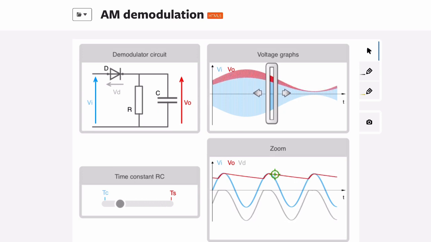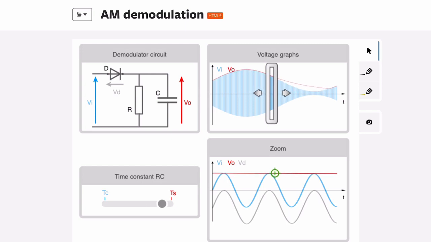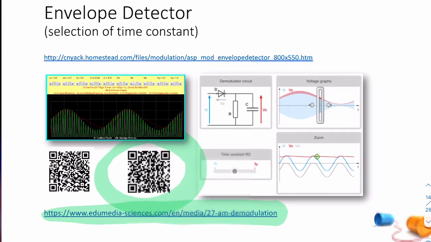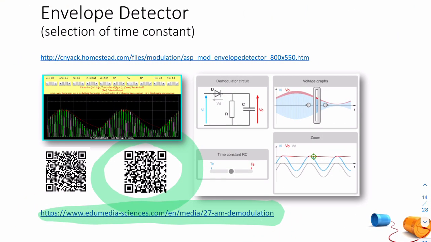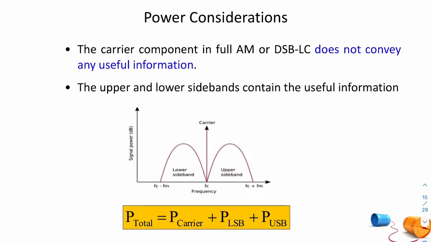So if the time constant's too small, then you have a deep ripple. If it's too large, then you can see that you're missing parts of the envelope. So that just allows you to experiment with that. So maybe spend a few seconds playing with that. Okay. That's all I wanted to say about the demodulation of AM.